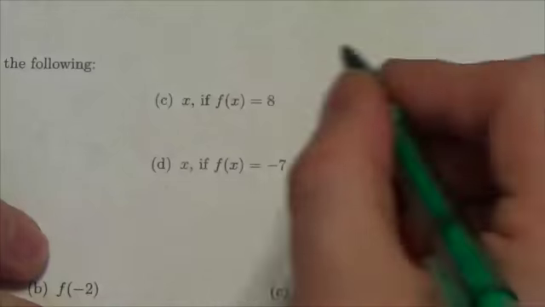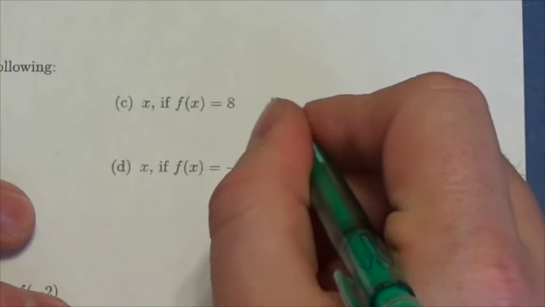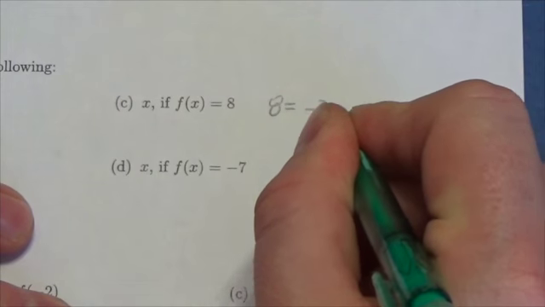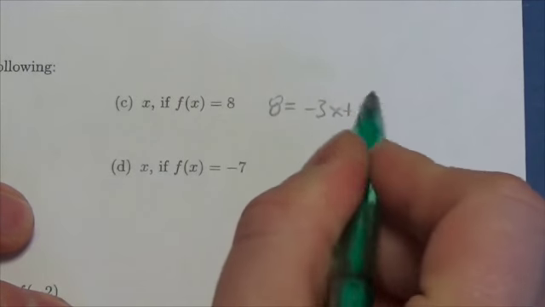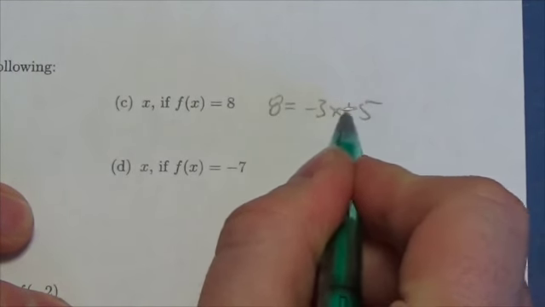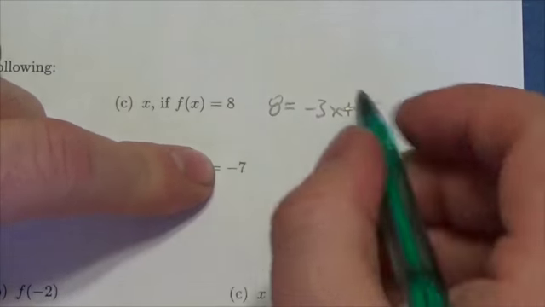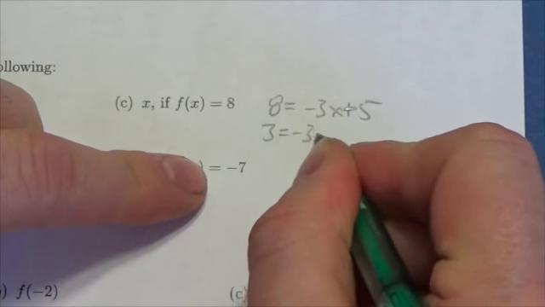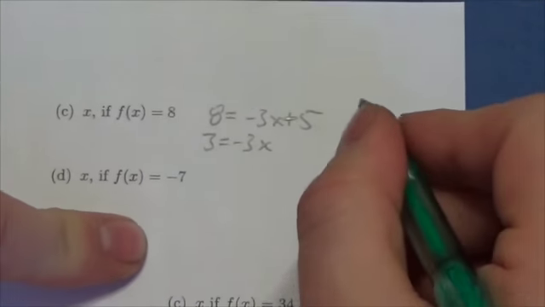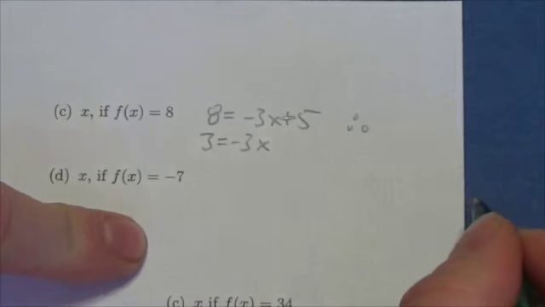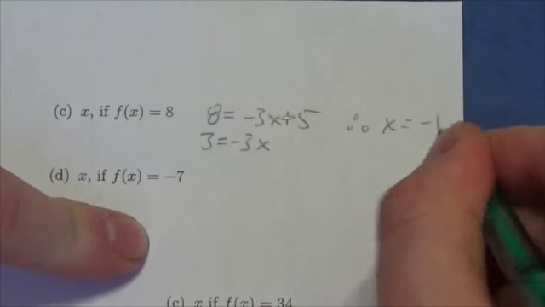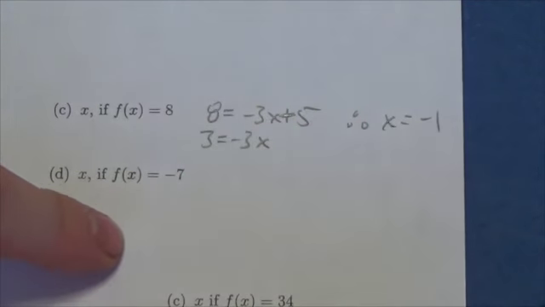So in our function here, we would replace f of x with 8. So 8 is equal to negative 3x plus 5. And now we're going to try to figure out what the value of that independent variable is. So bring the 5 over. So 8 minus 5 will be 3, equals negative 3 times x. And so we can conclude that x equals negative 1, because I would divide by the negative 3.